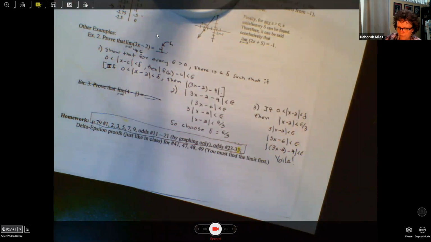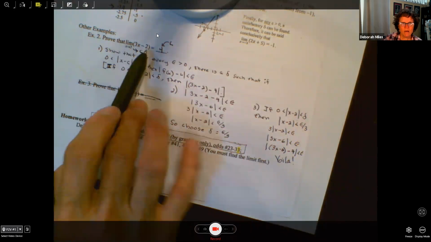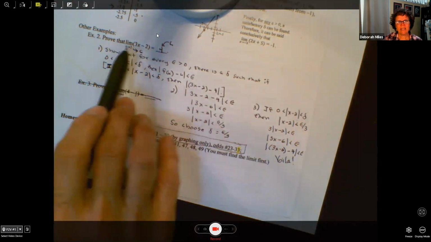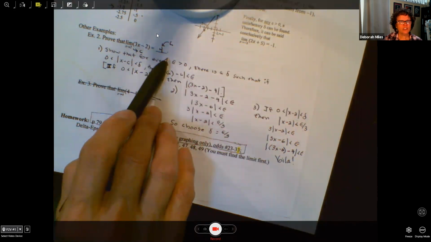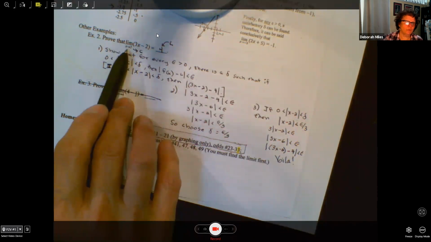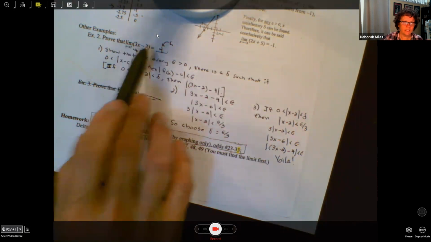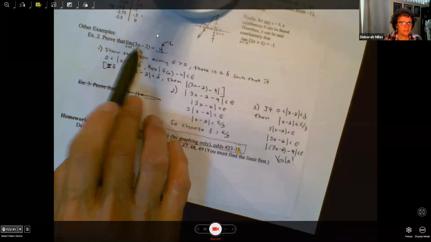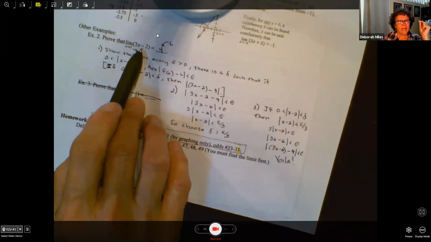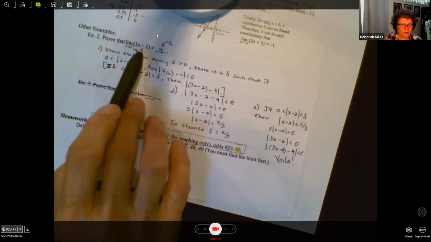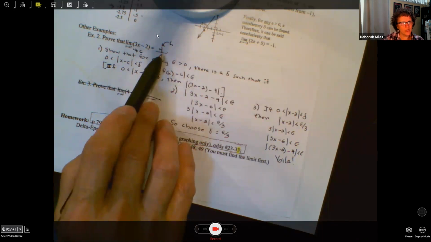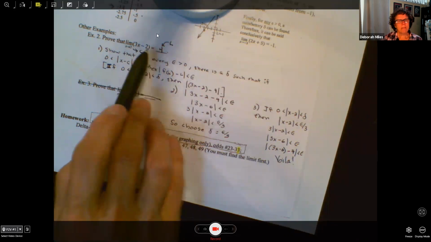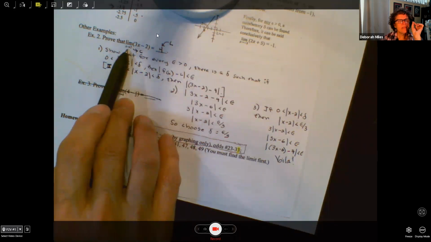I have proven that the limit of this function as x gets close to 2 is 4. The function may have a hole in the graph at 2. I don't know. Well, I do know this particular function doesn't have a hole in the graph at 2 because it's just a line. But I can get this function to be within any tiny amount of 4 that you want by getting x to be within 1/3 of that amount to 2.